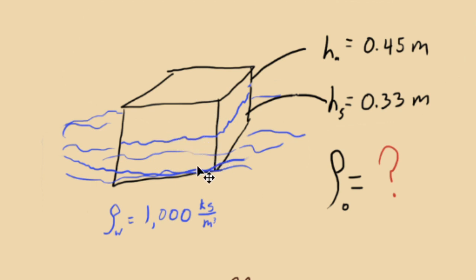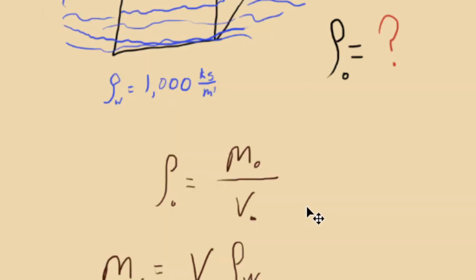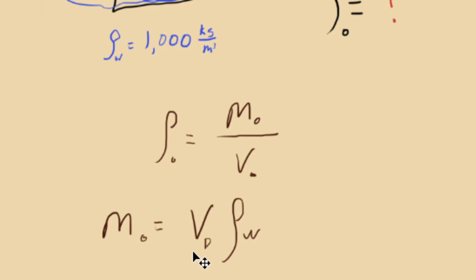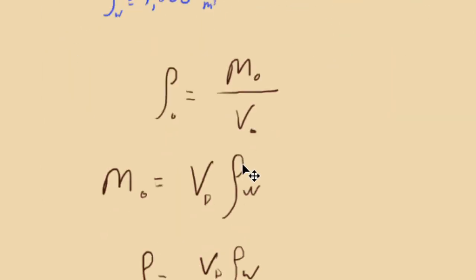And so the volume of the water displaced multiplied by the density of water should be equal to the mass of this box. And we know that the density of our object is just the mass of the object divided by the volume of the object. In this case, like I was just saying, the mass of the object could be represented by the volume displaced of the fluid, which is water in this case, multiplied by its density. So it would be this little submerged part, volume, multiplied by the density of water.